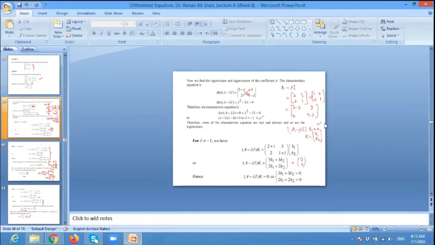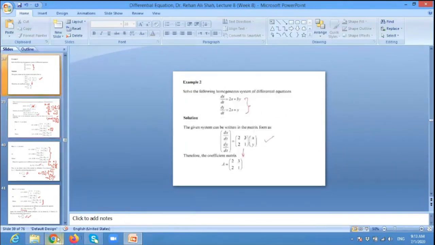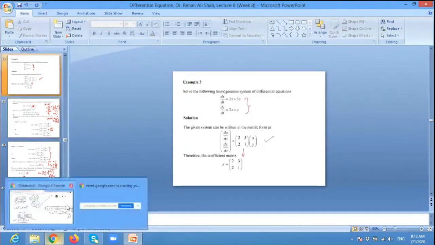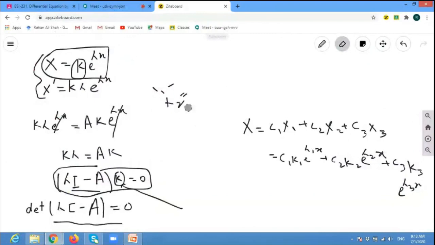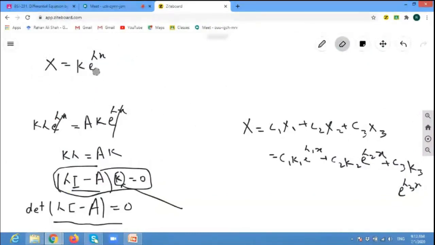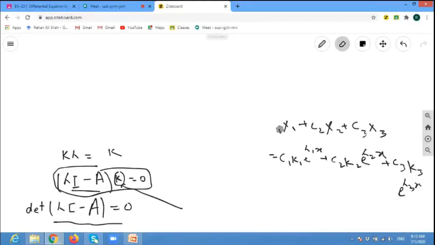G. Okay, I am writing this system. I am solving this system to clear the situation. This is a simple system.